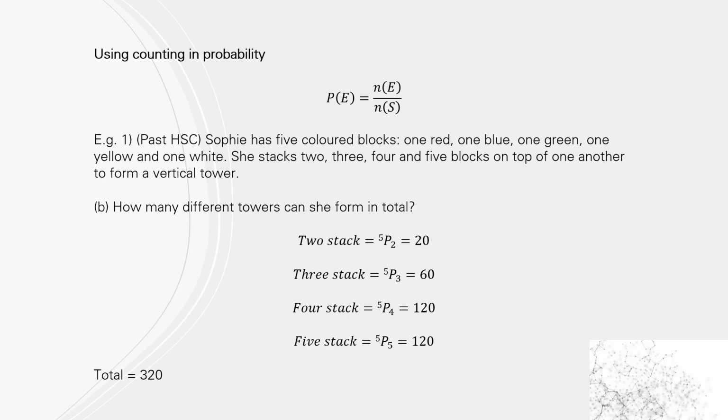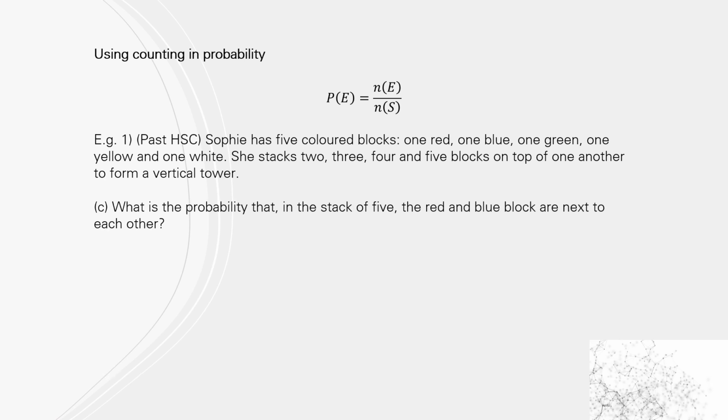For how many different towers altogether, we've got to do all of them: the stack of 2, 3, 4, and 5. Stack of 2, you're choosing 2 from 5, so that's 20. Stack of 3, which we did before, is 60. Stack of 4 is 5P4, which is 120, and stack of 5 is 5P5, which is also 120, giving us a total of 320 different ways that she can stack the blocks.